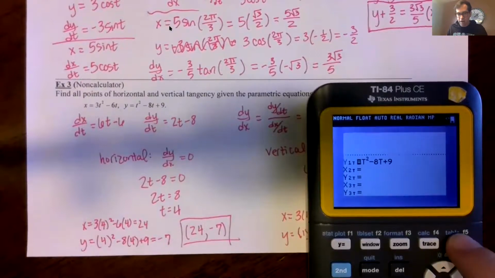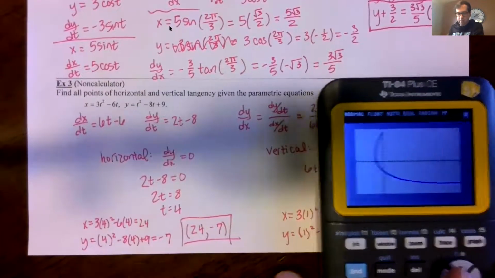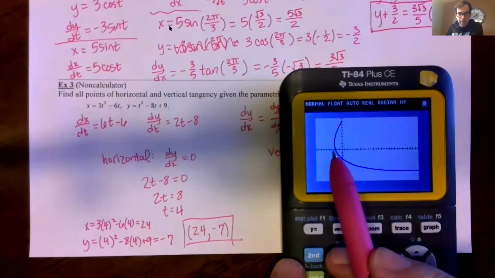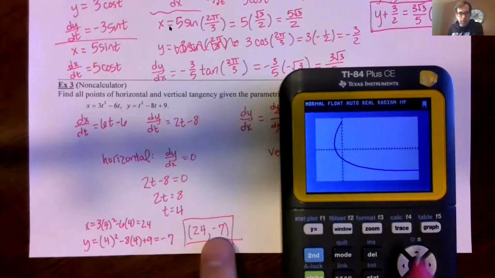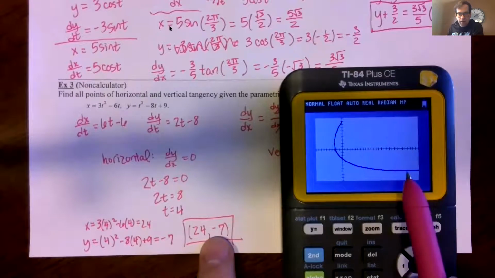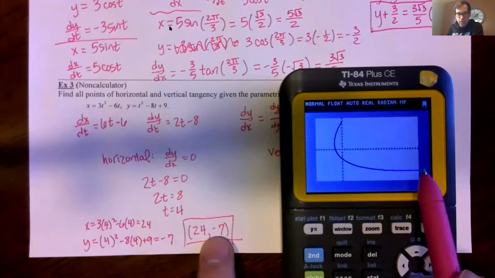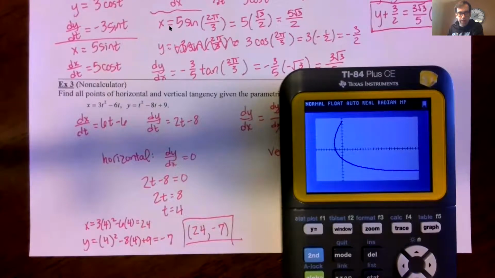But if I take a look at the graph here, I already changed my viewing window a little bit to fit the curve. You can see that we were supposed to have a vertical tangent line at (-3, 2), and you can see at (-3, 2) we've got a vertical looking tangent line right there at that point. And then at (24, -7), which is right about over here, you can tell that this curve, you can't see it going back up, but that's what it's doing. We've got a horizontal tangent line right there that we found algebraically.